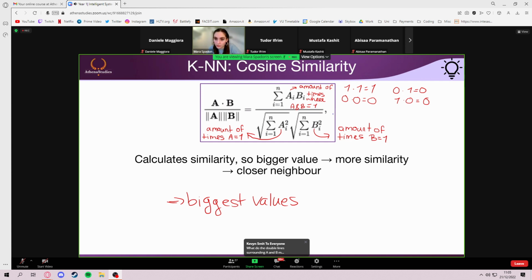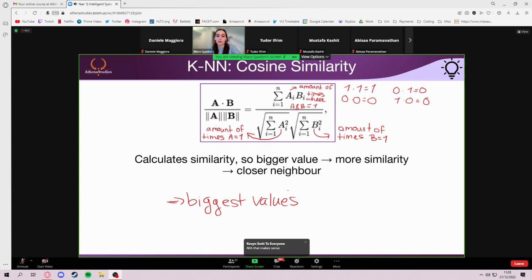The double lines surrounding A and B? Oh, these. I feel like that is the length, I believe. So this is the dot product between A and B. And here you're multiplying the length of A times the length of B, which you take by the square root of A, basically. But in our case, all you need to look at is the amount of times where A is 1.